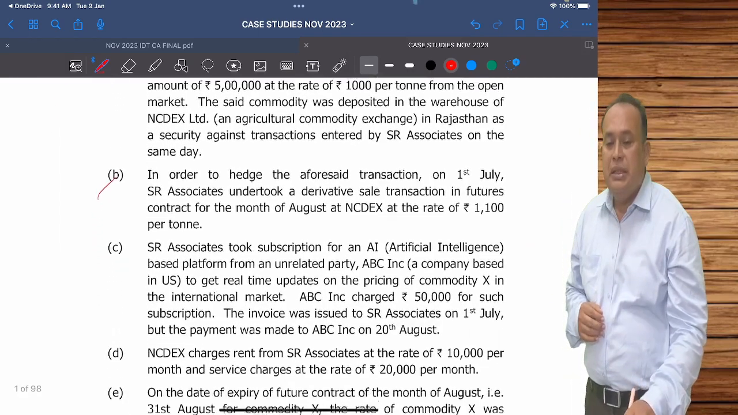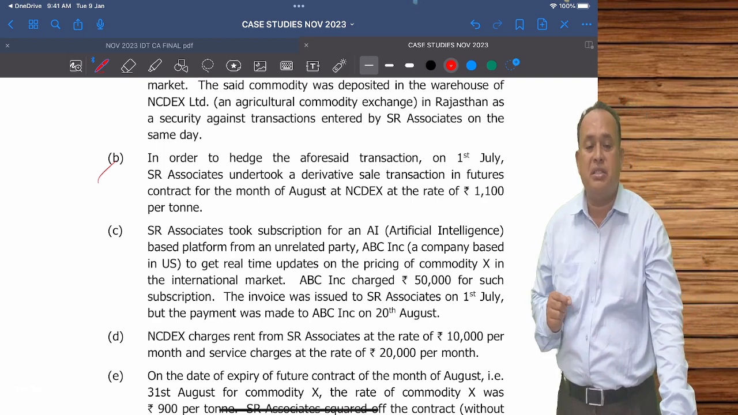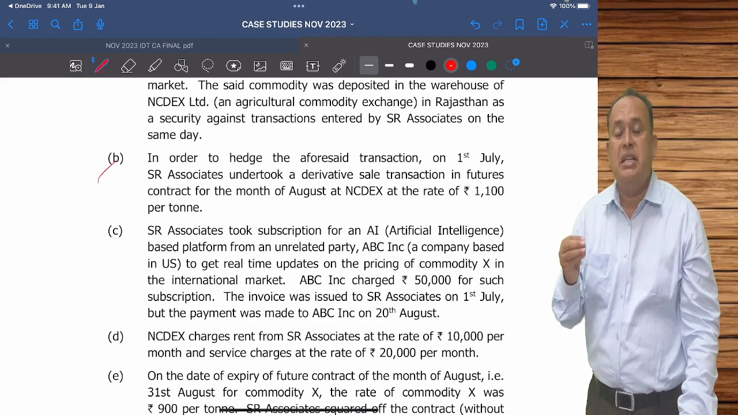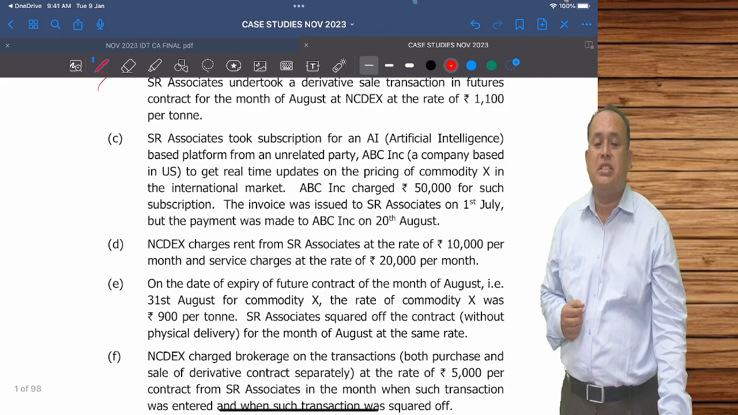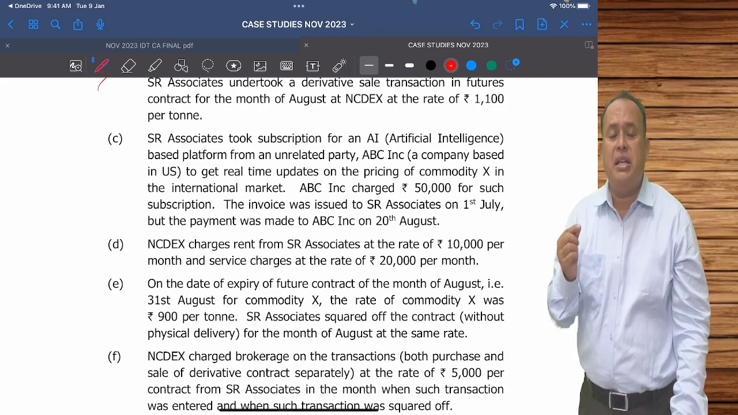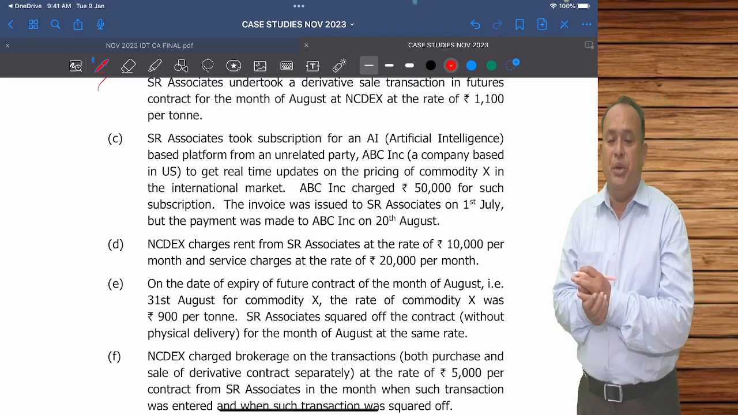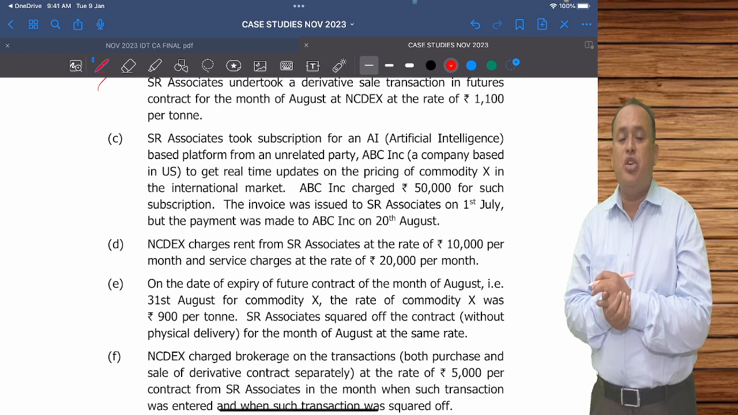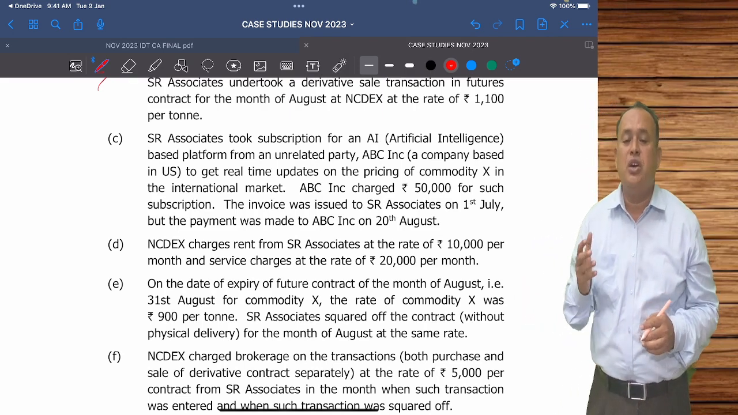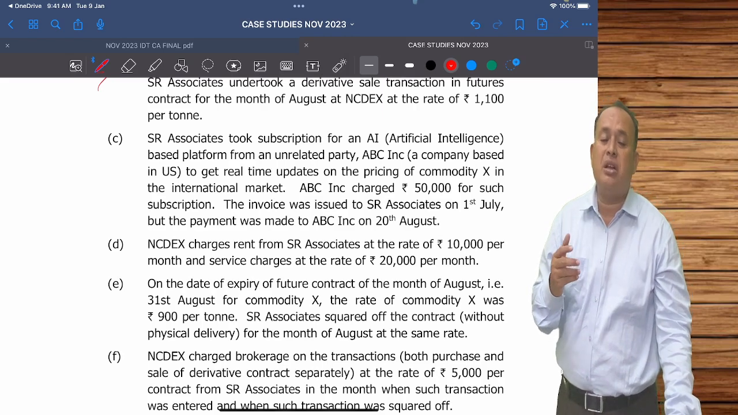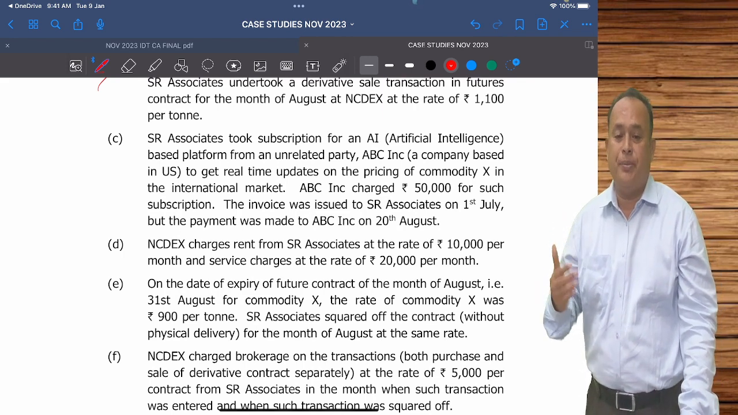The next point, in order to hedge the aforesaid transaction, on 1st July, SR Associates undertook a derivative sale transaction in a future contract for the month of August at NCDX at the rate of 1100 rupees per ton. Next point, SR Associates took a subscription on an artificial intelligence based platform from the unrelated party ABC Incorporation, a company based in the US, to get real-time updates on the pricing of commodity X in the international market. ABC Incorporation charged rupees 50,000 for such subscription. The invoice was issued to SR Associates on 1st July, but the payment was made to ABC Incorporation on 20th August.